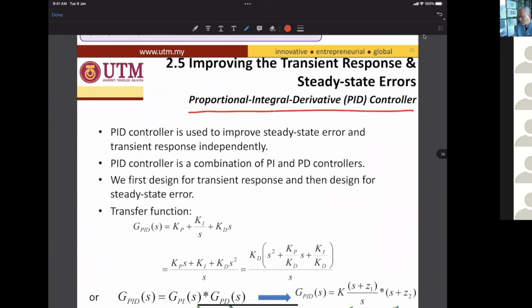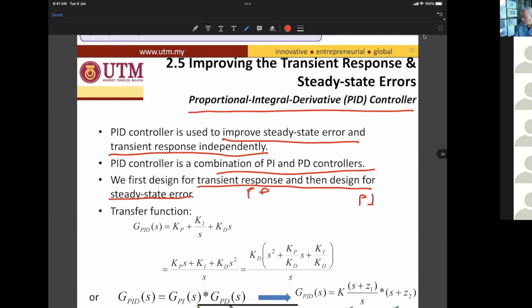Okay, which is the function is to improve steady state error and transient response independently. So dia boleh improve steady state error and dia boleh improve transient response together under PID controller. Cuma kena buat independently, maknanya buat PD dulu, then after that PI, and then combine together. Okay, it's a combination of PI and PD controller. First, we have to design for transient response and then we design for steady state error. Maknanya PD dulu, then followed by PI.